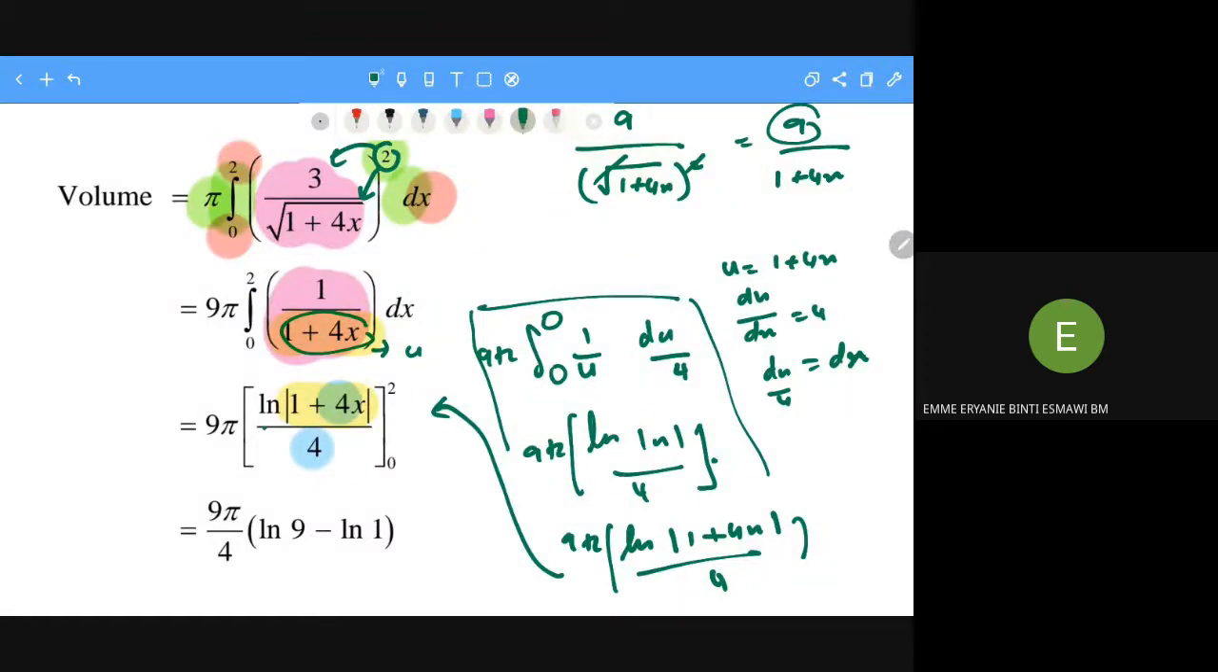Okay. So, yang paling cepat tu kalau you guna formula ni lah, paling cepat semua. Satu, dia tunjukkan lah 2 ke dalam that. 1 plus 4 times 2, minus 1 plus 4 times 0 is 1. Boleh?